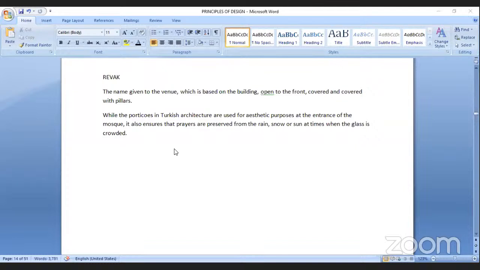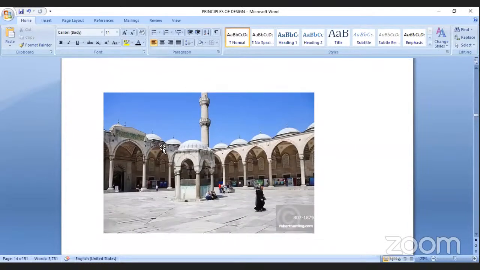It's a walkway, you can see it like that also. This is the portico in the Blue Mosque. As you can see, this is the forecourt. This is the fountain. This is the portico. It is covered on the top, but open at the front. You can say it's a walkway also.